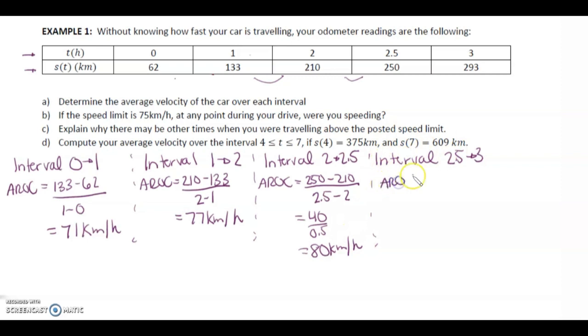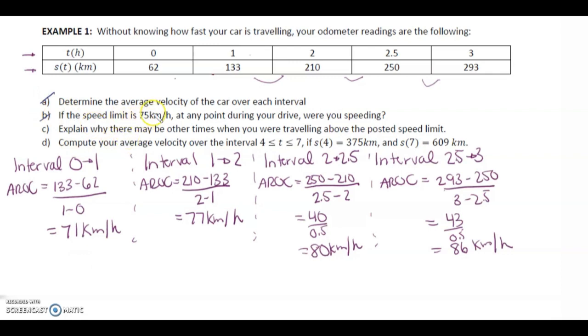Okay, and the average rate of change for this last one, we're going to go 293 minus 250 over 3 minus 2.5. So I get 43 over 0.5, which is 86 kilometers per hour. Okay, so we did A.